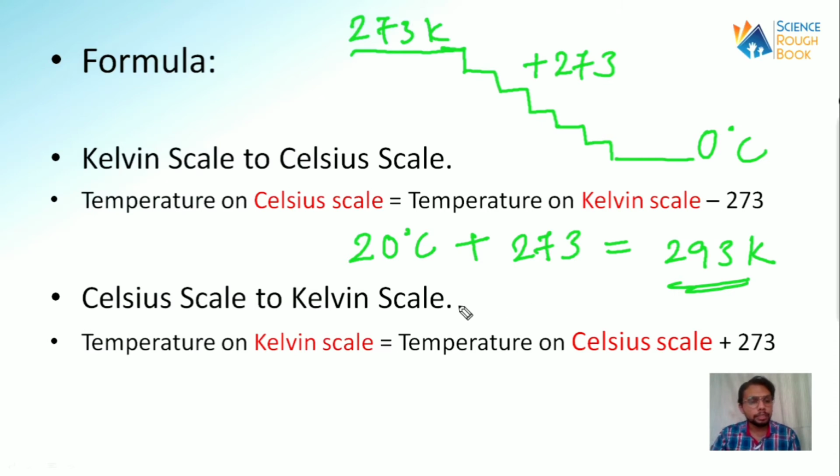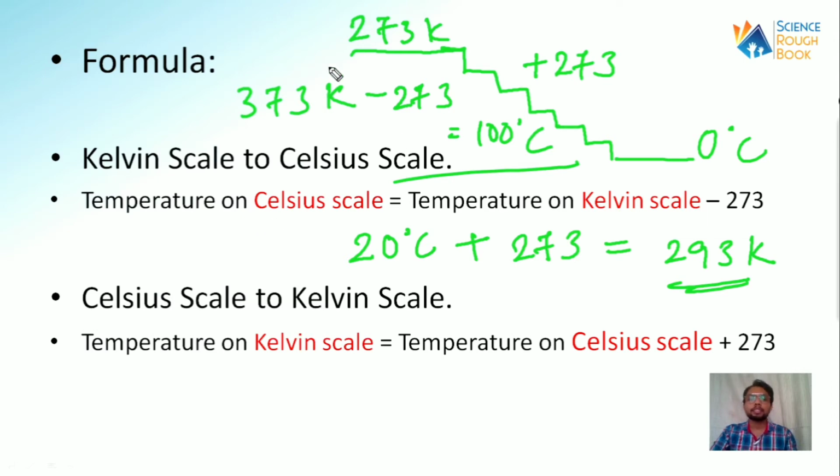Now moving back to the next one, that is from the Kelvin scale to the Celsius scale. If Kelvin is already given, then you have to subtract 273 to come back to the Celsius scale. Suppose Kelvin is given as 373 and I want to convert it into degree Celsius, then I'll be doing minus 273, and the answer comes to be 100. So 100 degrees Celsius is going to be my answer. So I'll be subtracting 273 from whatever is given in the Kelvin scale. Okay, so this is all about the formula.